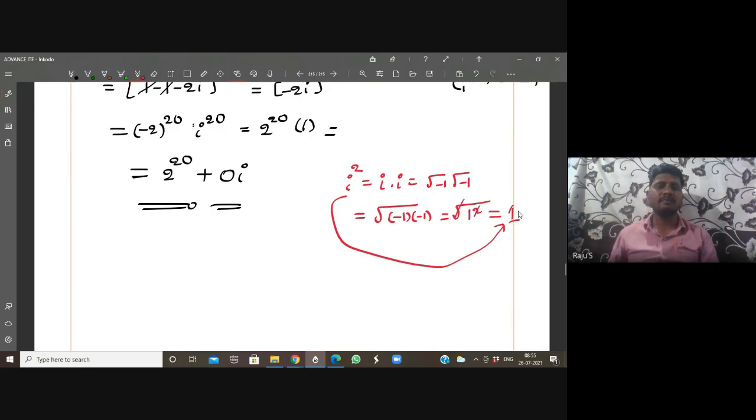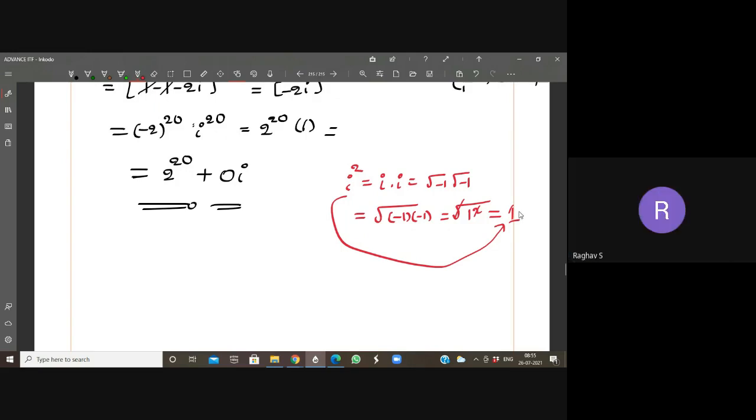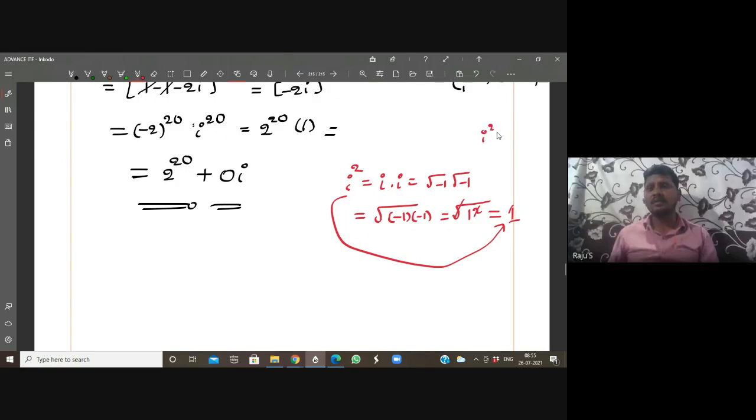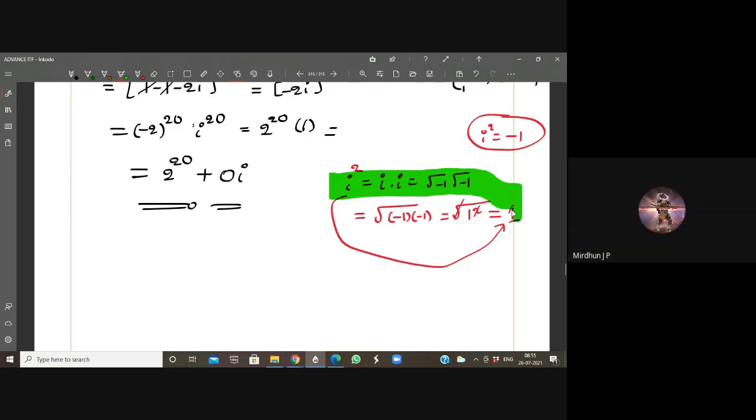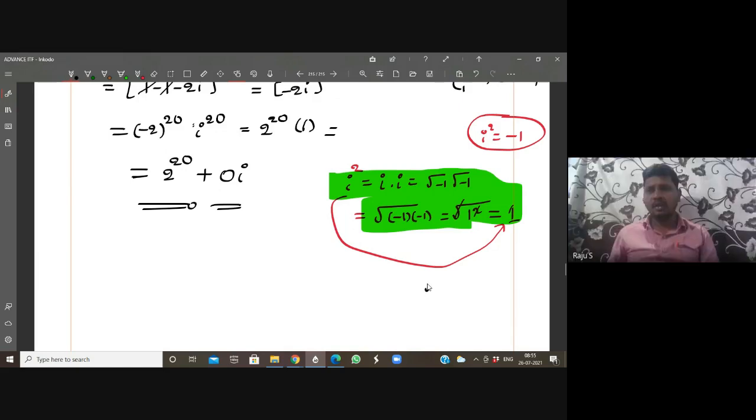Is it right? No, sir. Why? Since we know that iota square value is minus 1. But as I did this procedure, is it right or wrong? Wrong, sir. Where is it wrong? Sir, the second step, the root of minus 1 into root of minus 1, we cannot multiply directly. It is imaginary, so we cannot multiply directly.